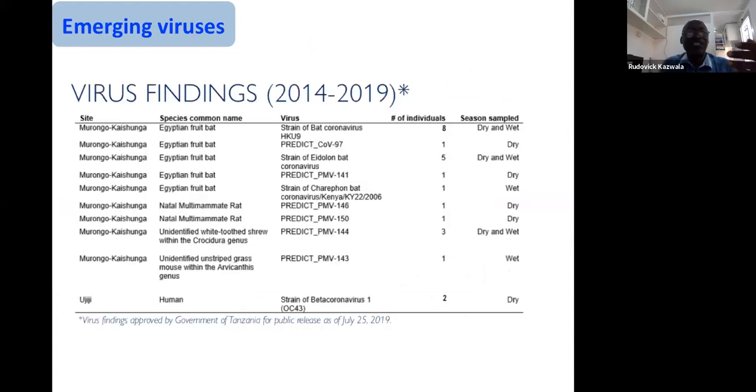Some of the findings on emerging viruses, these are, I could say, new viruses in terms of species, because when we isolate the virus, we do some analysis and we get sequencing and blast on the database. You could see they are not linking to any. So we named them, and these are some which have been approved already.